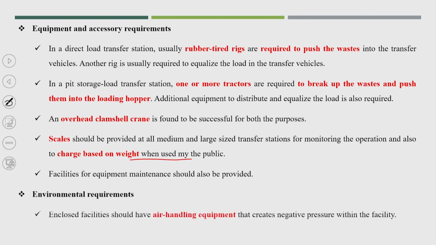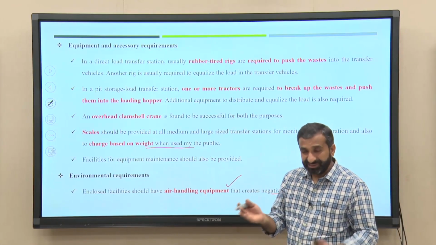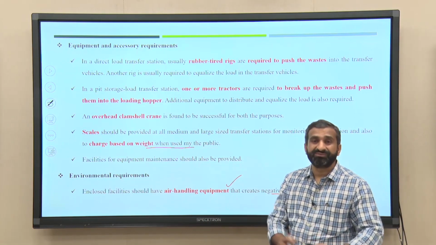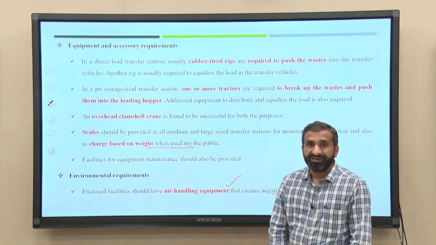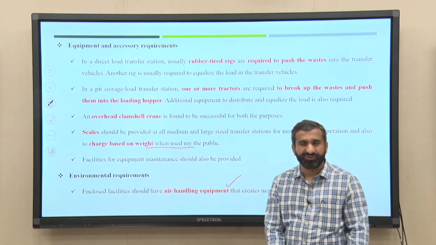Next is the environmental requirement. Obviously, an enclosed facility should have air handling equipment that creates negative pressure within the facility. The idea is to create negative pressure so that no odor comes out from the transfer station. It is possible that we locate the transfer station very close to a residential area, so the odor will always be the major issue.